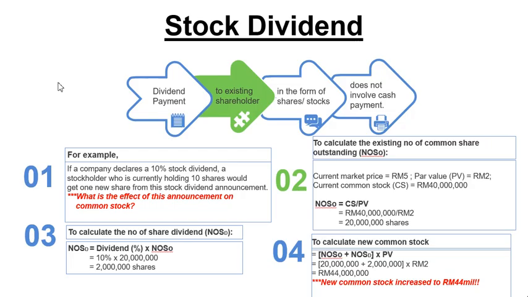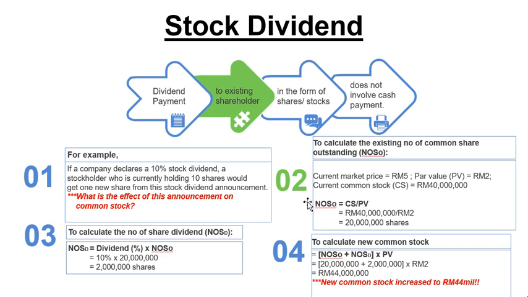Let's see what is stock dividend. Stock dividend is a dividend payment to the existing shareholders in the form of shares or stock, and it does not involve cash payment. To know detail about what is a stock dividend, let's look at an example. If a company declares a 10% stock dividend, a stockholder who is currently holding 10 shares would get 1 new share from this stock dividend announcement. The question is, what is the effect of this announcement on common stock?